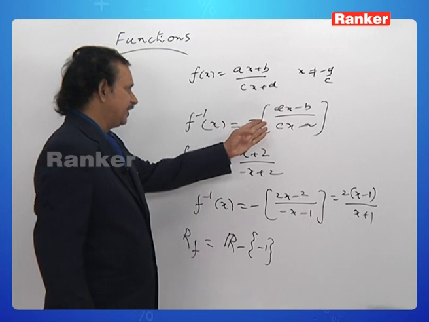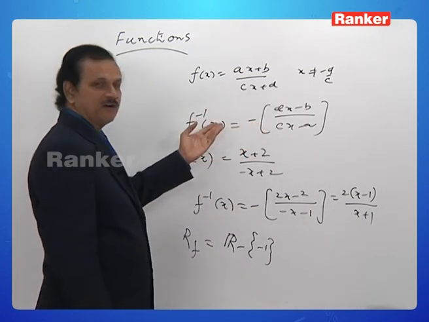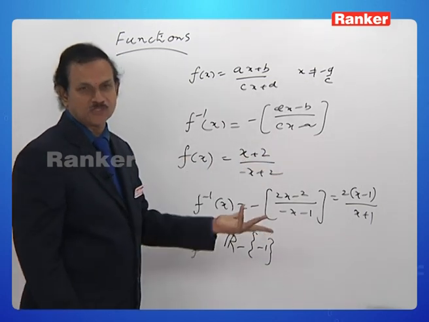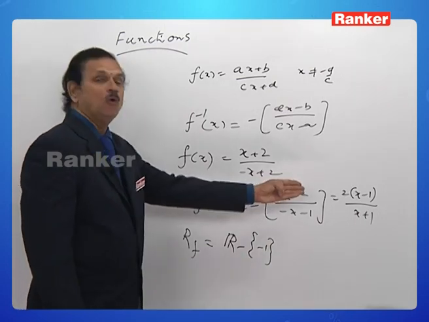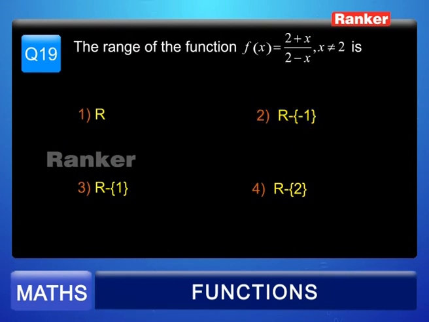This is of course directly obtained from the earlier algebra. Not only that, it is not impossible to get f inverse directly. By supposing f of x equal to some y, get the value of x, and you will trace f inverse x very simply and directly. Yes, the right option is the second option, that is R minus the singleton containing minus 1.